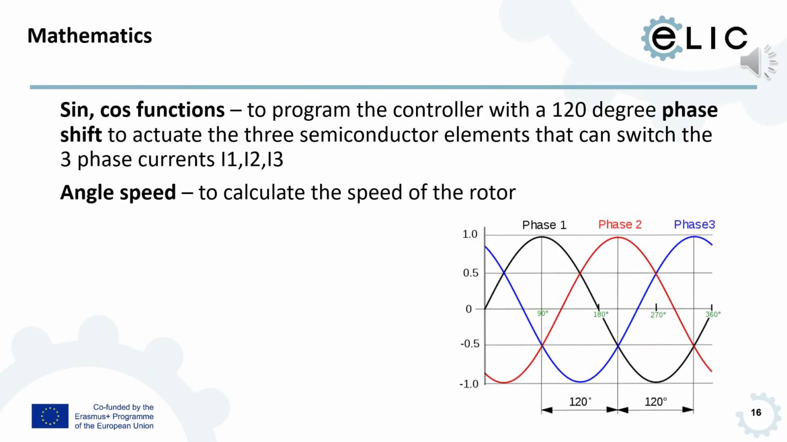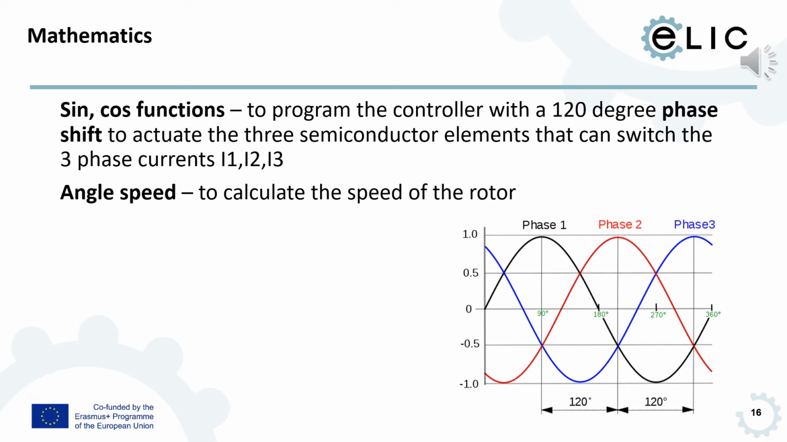There is also mathematics, because everything is a function. A function is a model of the reality. And when we place the coils in a 120-degree shift, then it's a trigonometrical function, in this case sinus cosinus function, where we can use the sinus function to calculate the 120-degree phase shift to actuate the three semiconductor elements to switch the three phase currents I1, I2 and I3.